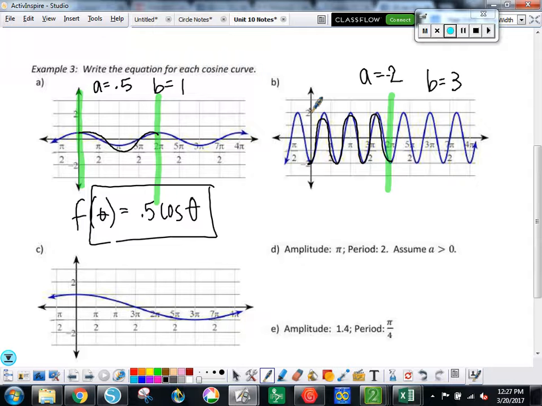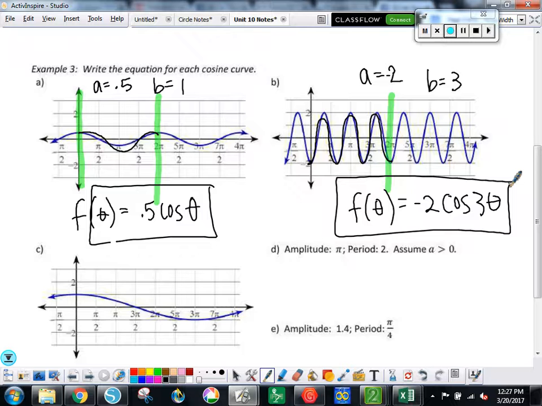Any other questions? These are good. Yeah, hold on. Equals A, -2, cosine 3 theta. Is that what you wanted?